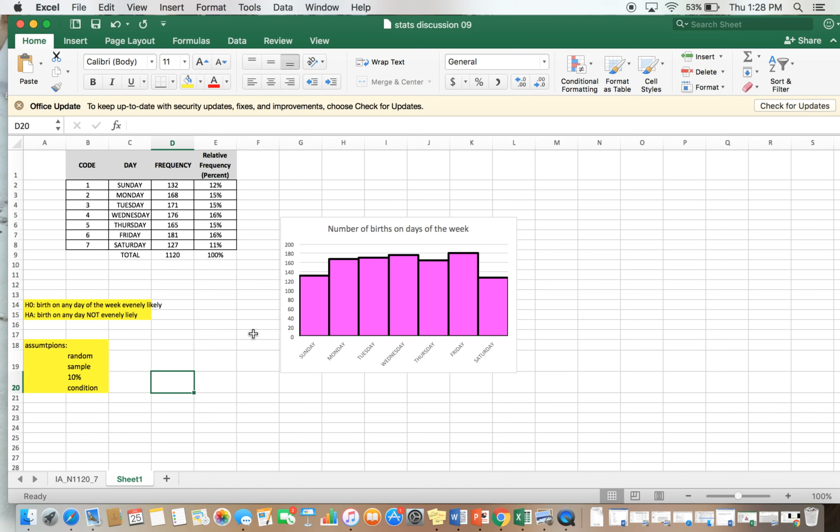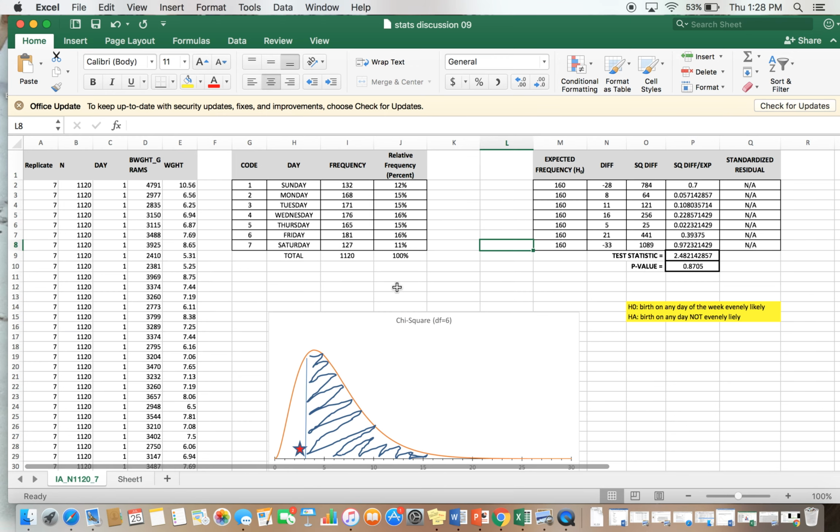So from there, I created my null hypothesis, which is birth on any day of the week is evenly likely, and then my alternative hypothesis, which is birth on any day of the week is not evenly likely. So from there and from those assumptions, we are able to carry out our hypothesis test, which brings us over here.